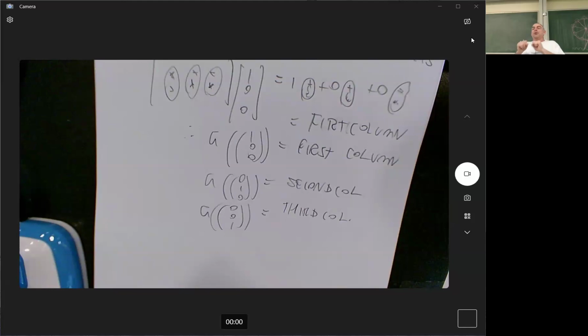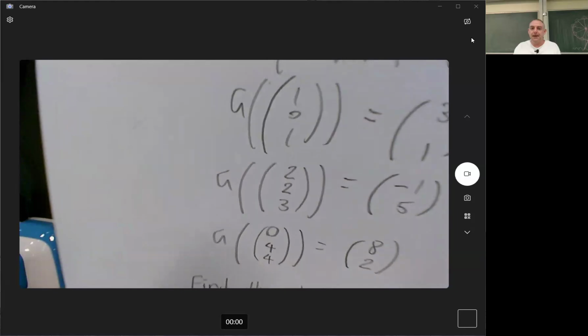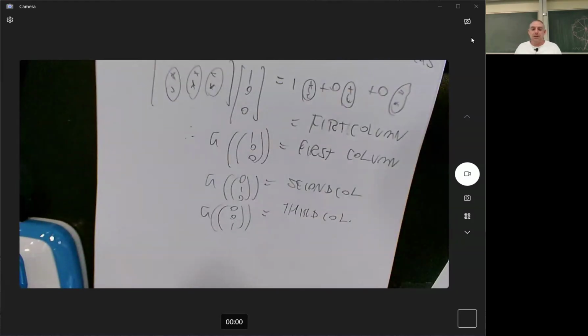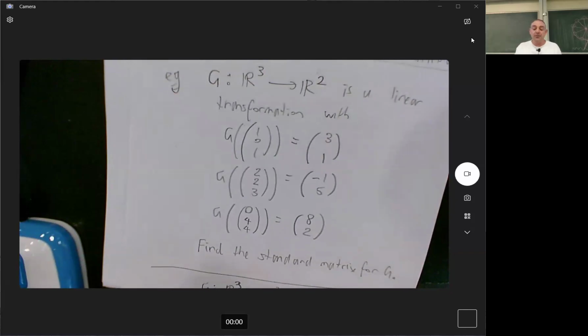So I have now turned my question, which used to say find the standard matrix for G, into: what is G of 1, 0, 0, and what is G of 0, 1, 0, and what is G of 0, 0, 1? That will answer my question of what is the standard matrix. So I have to use the information I've got to somehow figure out those 3 answers. There are multiple ways to do this.